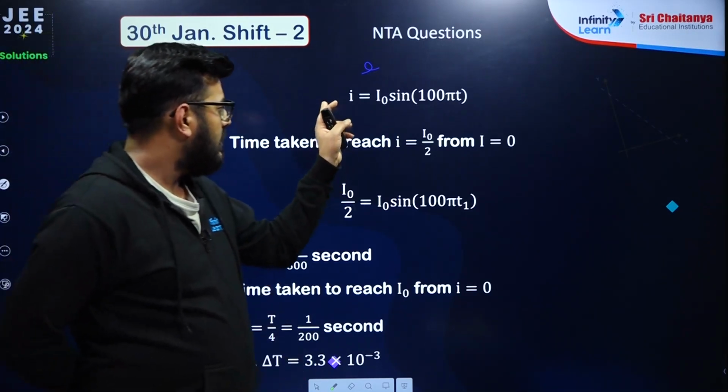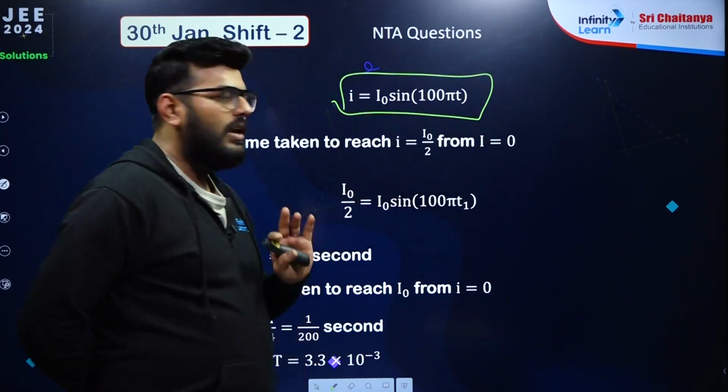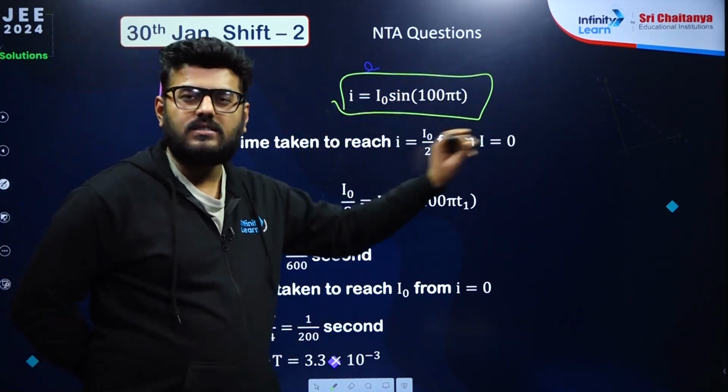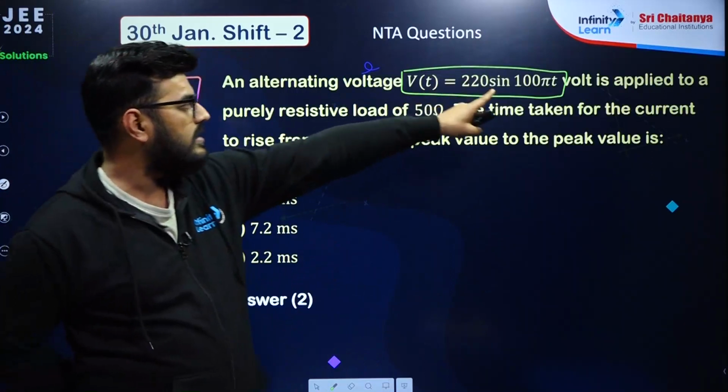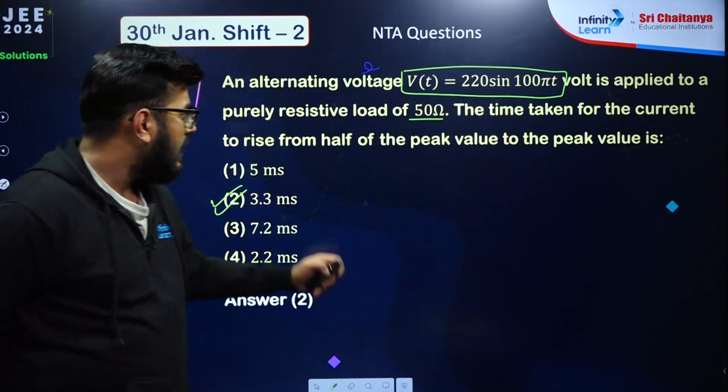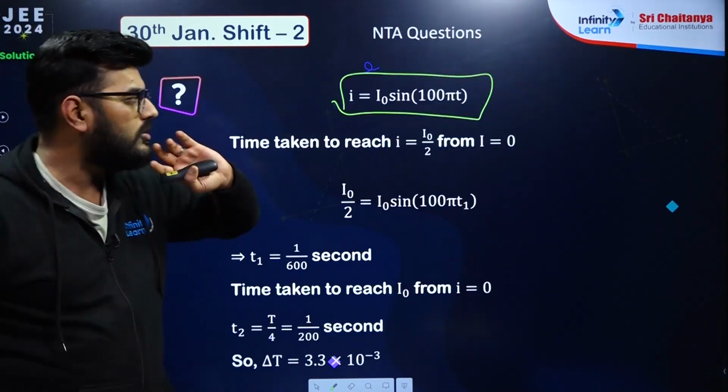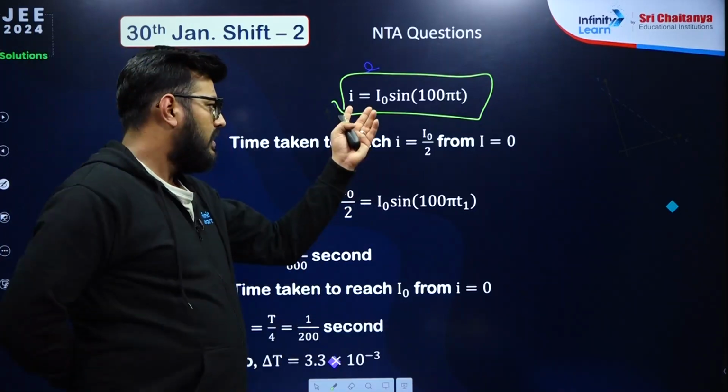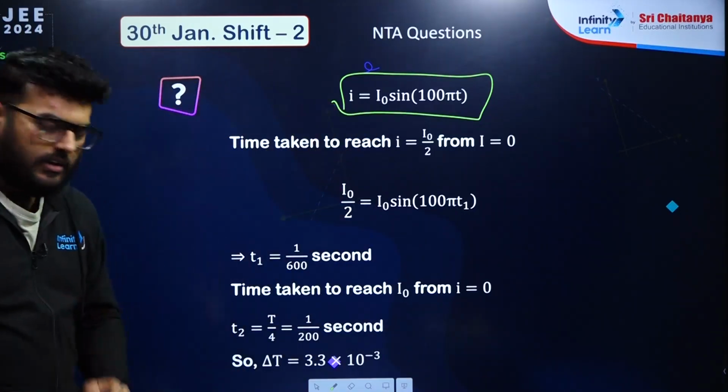You just need to take, see, the current in a purely resistive circuit is in the same phase as the potential. So potential over here is 220 sine 100 pi t, and current over here is simply going to be I equals I naught sine of 100 pi t. Done. So based on that, you can very easily find out the answer.